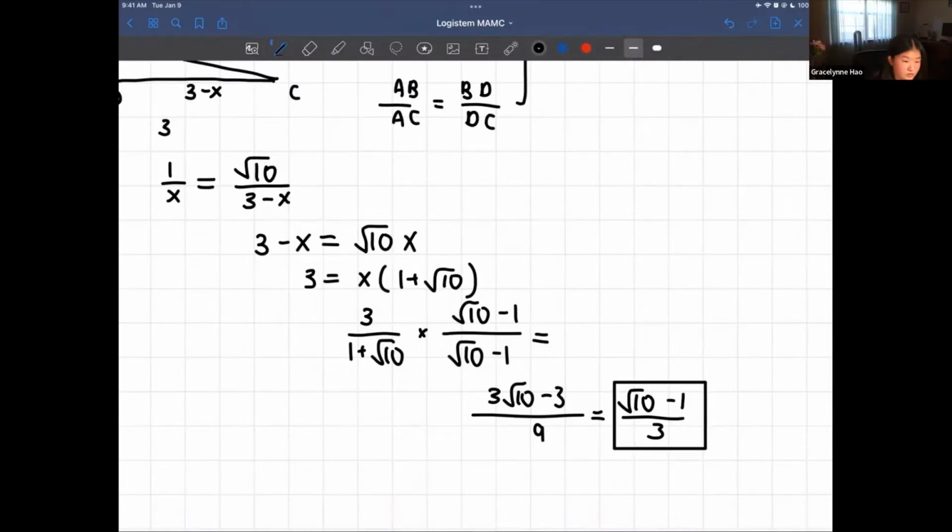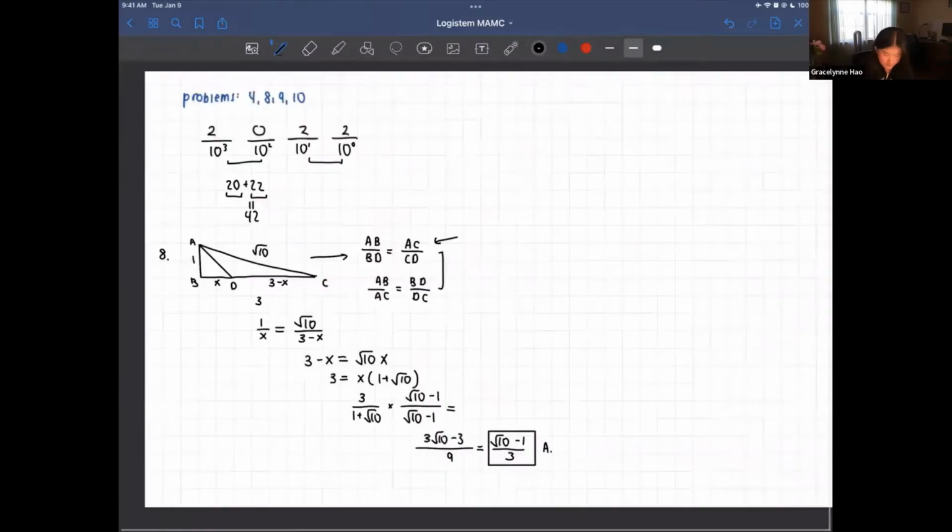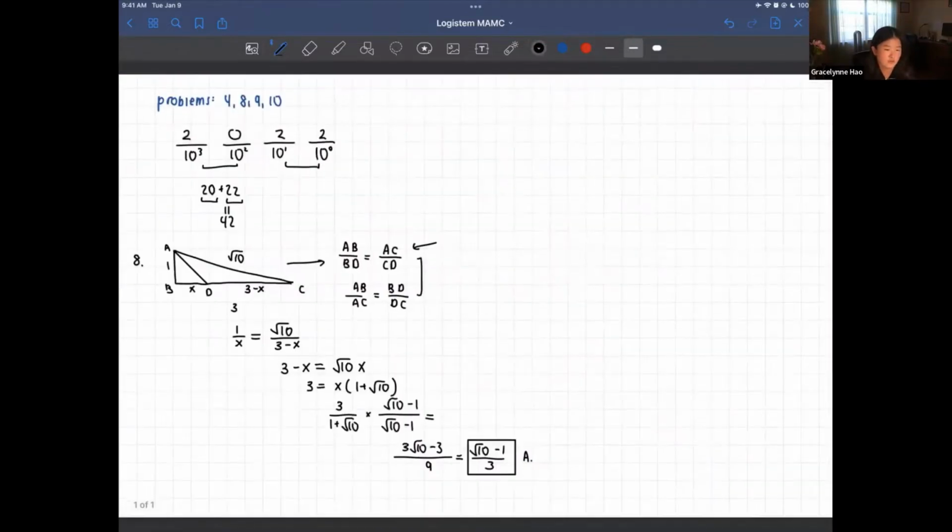And I believe this choice is A. Okay, so then, similarly, pretty quickly going over 9 and 10.